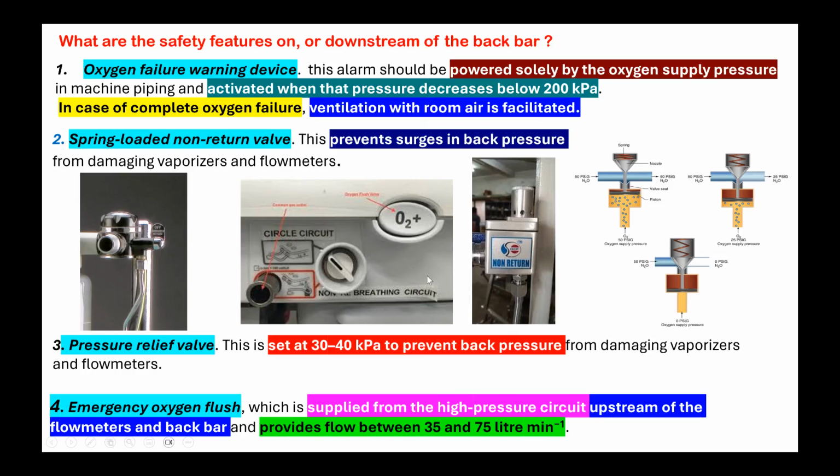Otherwise, normally nowadays we don't use it unless you have a gross leak in the breathing system or in the anesthesia machine. Without checking that, if you have started the anesthesia and you are holding the mask and the bag is not filling properly, then you may temporarily use the oxygen flush to fill up the bag and ventilate the patient. Otherwise, there is not much use for oxygen flush, but it is one of the safety measures which has to be there to deliver oxygen.